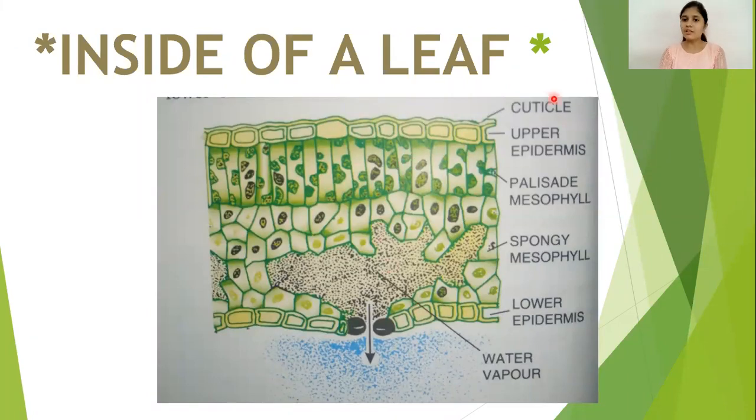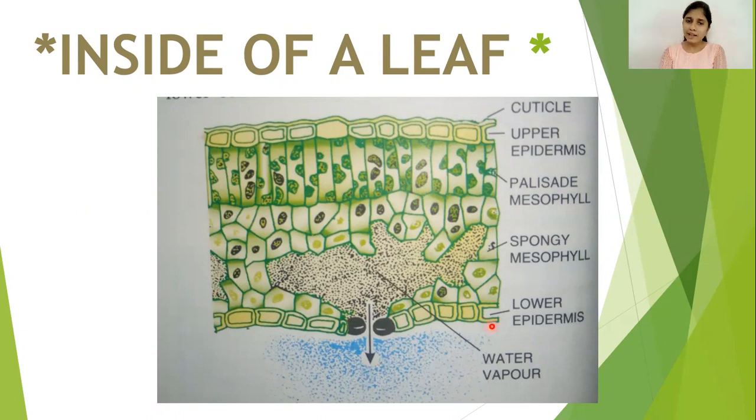We have these layers here. The first outermost layer is the cuticle, followed by the upper epidermis. Then we have two types of mesophyll tissues. One is the spongy mesophyll here, and this is the palisade mesophyll, followed by the lower epidermis. Here we have the stomata, from where the water vapor escapes.